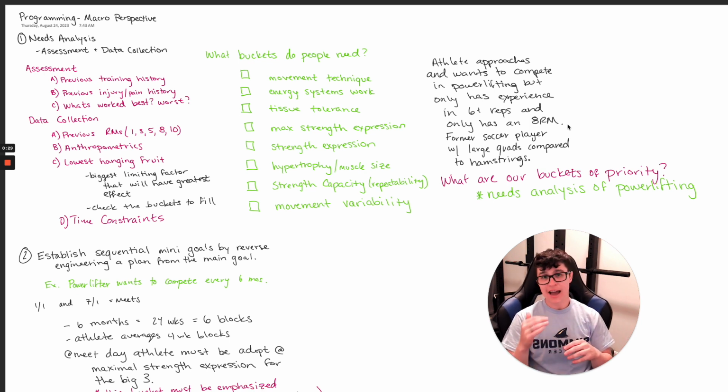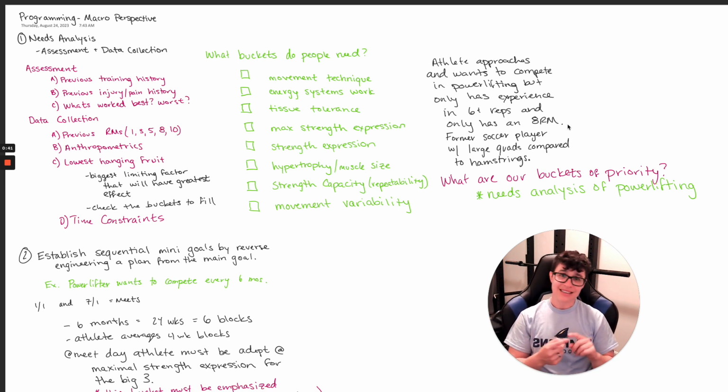How do we lay out what the goals are for each block, and how many blocks do we have to run in order to get someone from A to B? We're going to do this by talking about needs analysis and establishing sequential mini goals, through reverse engineering a plan from the main goal backwards to where they're at.